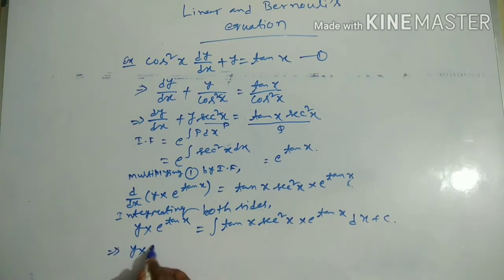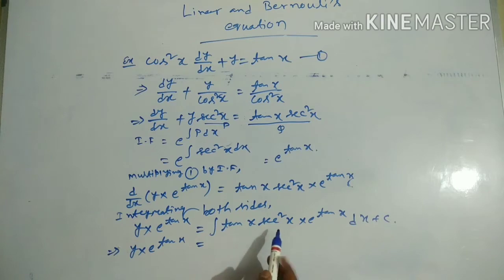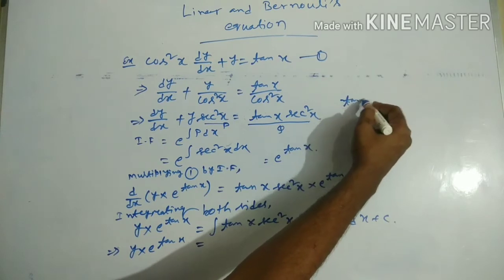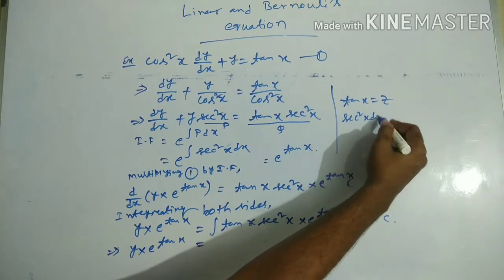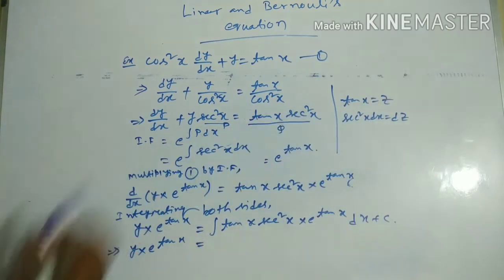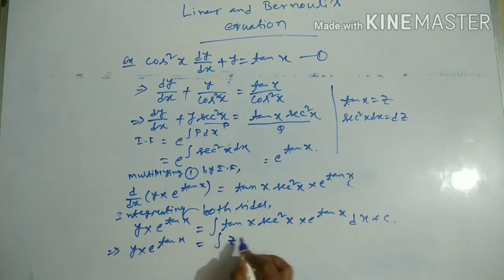So y into e to the power tan x will be equal to, now to integrate this, I am substituting here tan x equal to z. Differentiating both sides, we get sec square x dx equal to dz. So this will be z e to the power z dz, and after integrating this, we will have to use by parts integration. We will get z e to the power z minus e to the power z plus c.